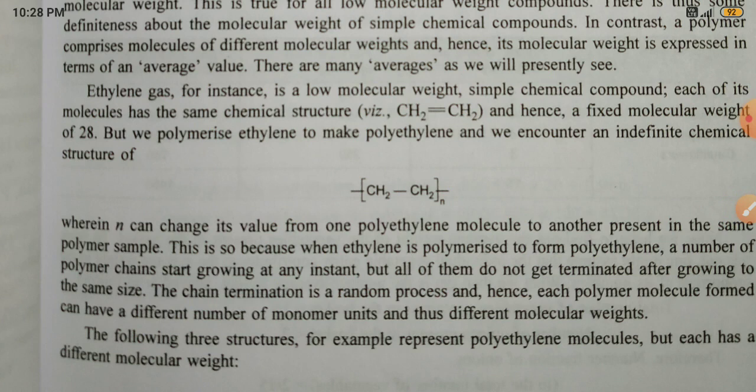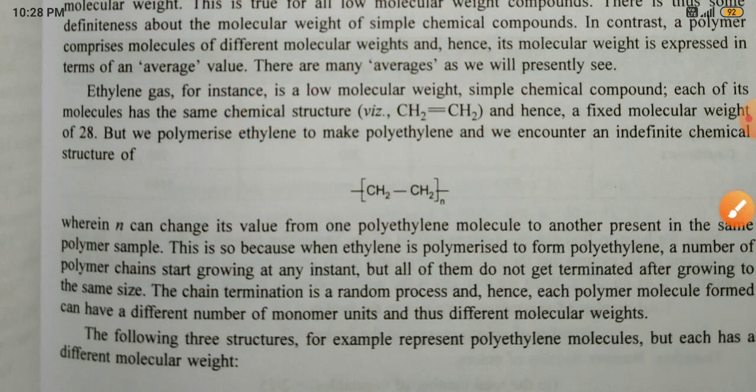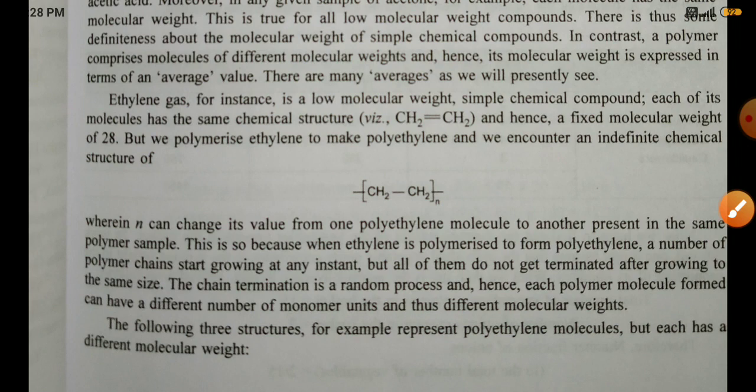But when we polymerize ethylene to make polyethylene, we encounter a chemical structure of -(CH2-CH2)n- as the whole formula, this type and this type. Okay, two possibilities, this one, this one. Here n can change its value from one polyethylene molecule to another.